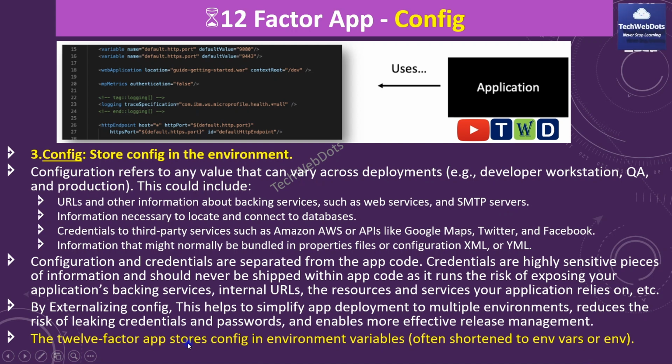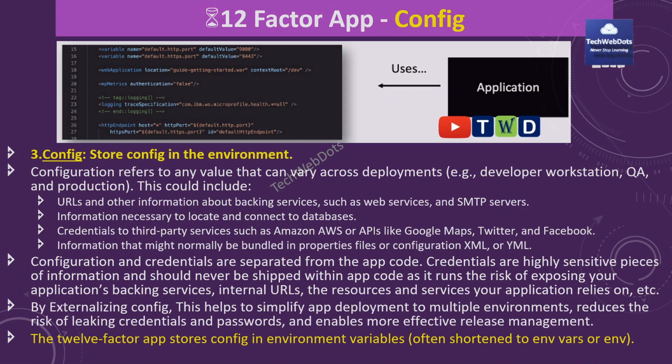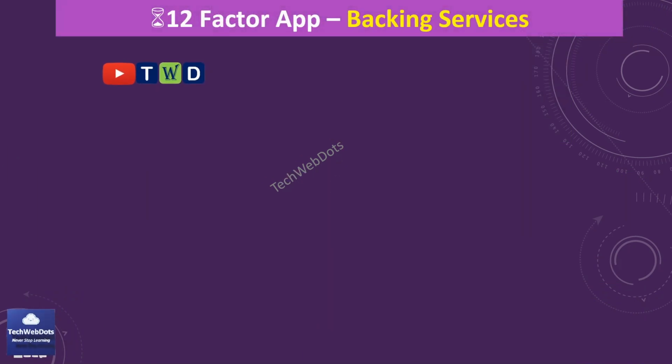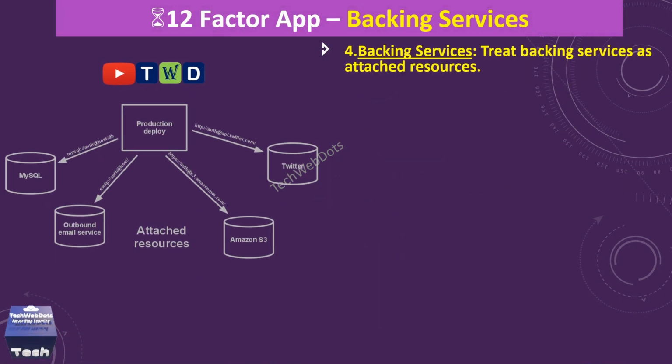The 12-factor app stores configuration in environment variables. Only the configuration, often shortened to environment variables, or we can also call them the environment. But if we talk about highly secret credentials or information, those should be stored in a secret manager that we can use as a service, and you can also call them a backing service. And that is our next, fourth principle: backing services.